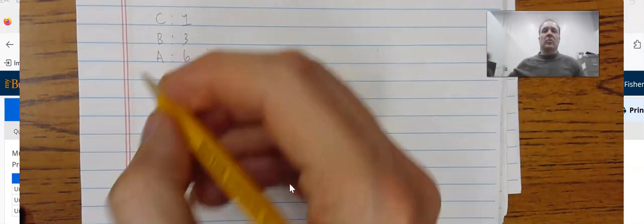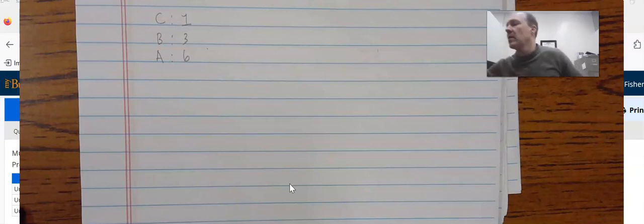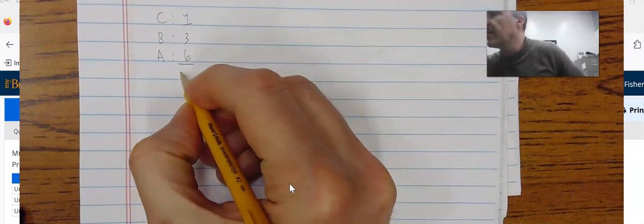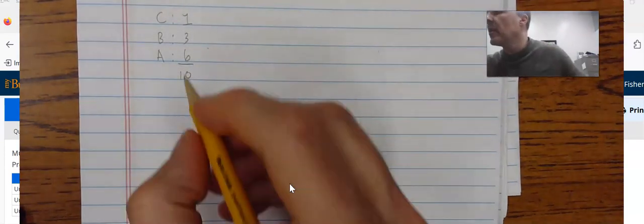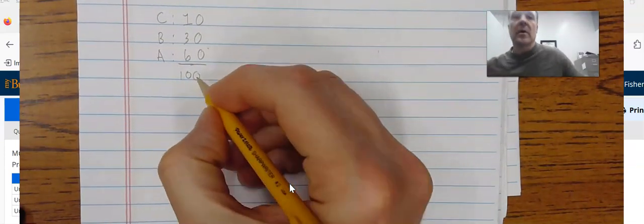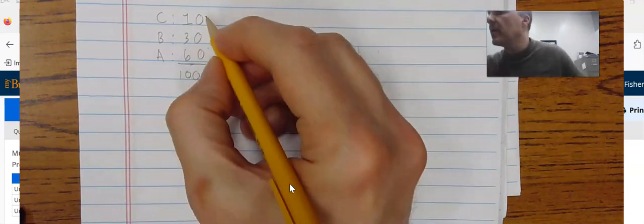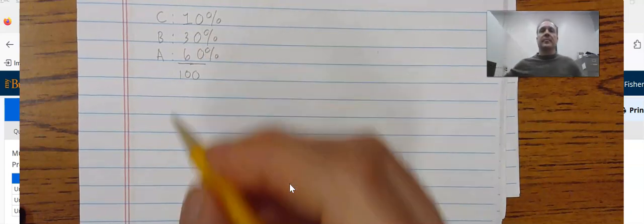Notice that these figures add up to 10. Now we're going to add a zero to them all and convert this into a percentage.